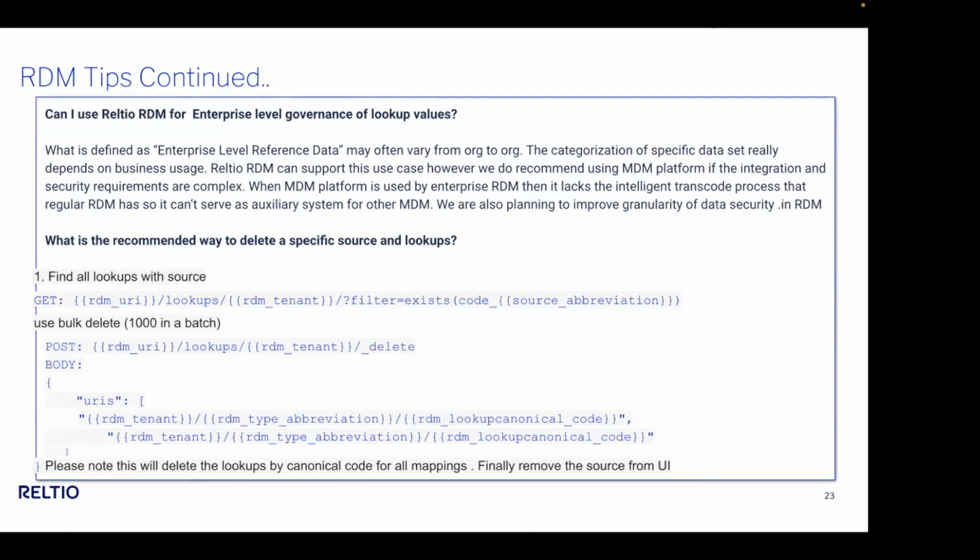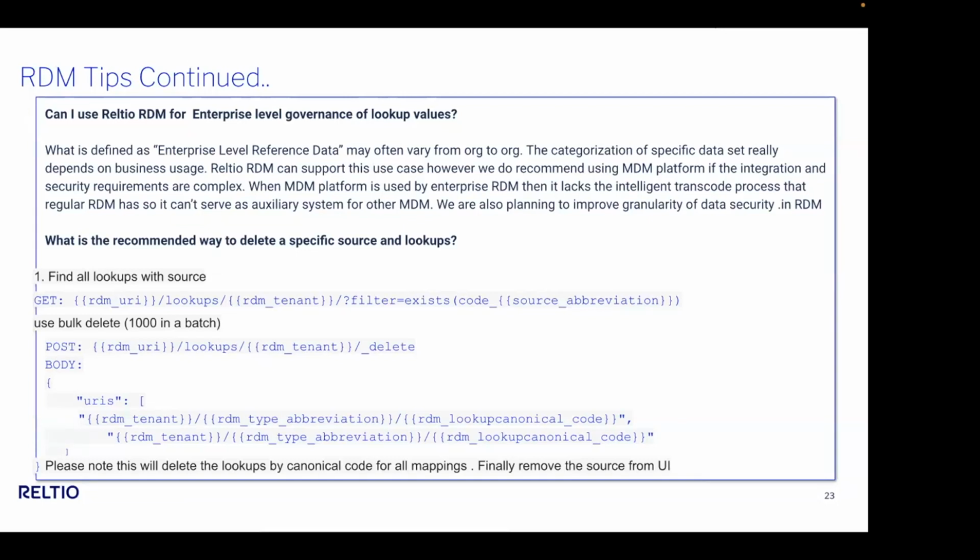And the other one is security and role permission. We only have 4 out-of-the-box roles. There's not enough ability to add custom roles which can control, okay, I want to get access to this particular source, this particular lookup type, even this particular canonical code, right? That's a very common requirement in a lot of places for enterprise RDM. So we will improve that, and that improves the capability for using Reltio RDM.